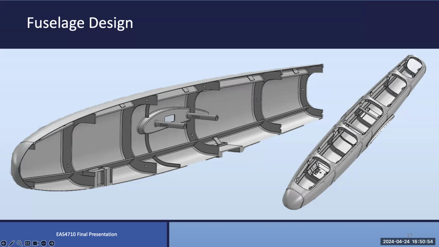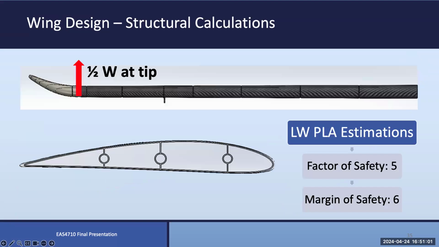On slide 35, more structure stuff. This is the wing analysis. So we did the analysis with half the weight of the airplane at the tip of the wing. What load case does that represent? I understand that's a conservative place to analyze a 1G load, but are you designing the wing for a 1G load here?